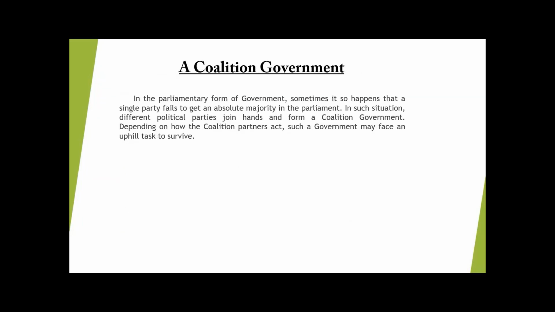A coalition government. In the parliamentary form of government, sometimes it so happens that a single party fails to get an absolute majority in the parliament. In such a situation, different political parties join hands and form a coalition government. Depending on how the coalition partners act, such a government may face an uphill task to survive.